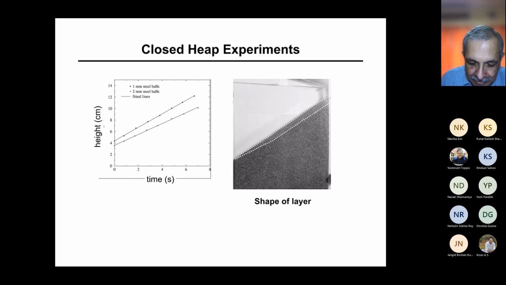And here is some experiments. You can see this material coming here and flowing, and then this is the layer. So you have a flowing layer, this is a static bed, and by image analysis you can trace out the shape of the layer. And of course, you can measure the height as a function of time. One of the things you definitely see is that there's a nice straight line. That means another evidence that gamma is constant.